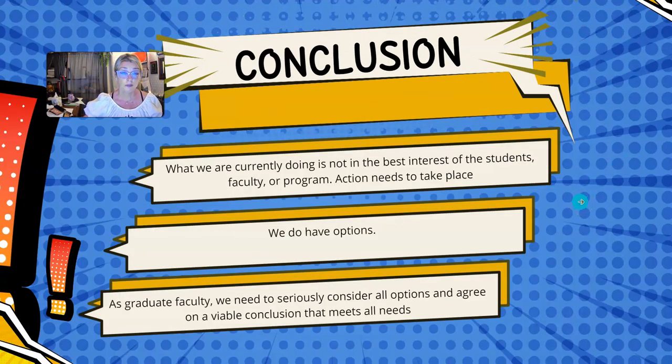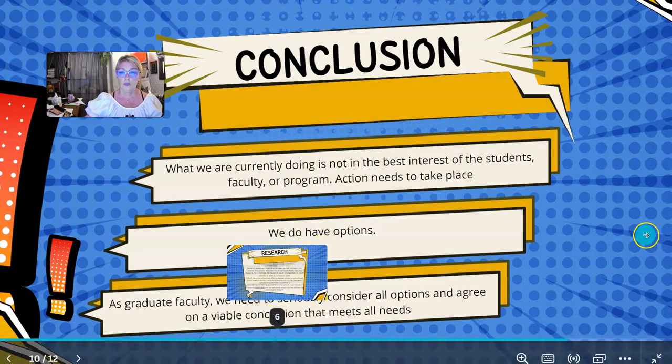So, conclusion: what we're currently doing is not working. It's not in the best interest of our students, our faculty, or our program. Action needs to take place. We do have options, and not just these 3 options. You may have another idea. You may have other options. We need to bring these all to the table and collaboratively decide, as a program, what we are going to do. So, there you go.